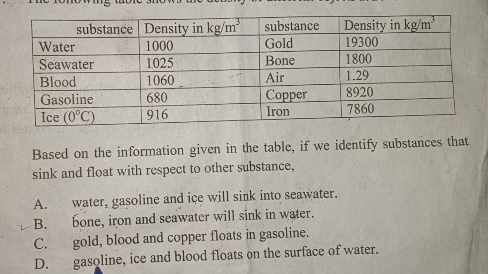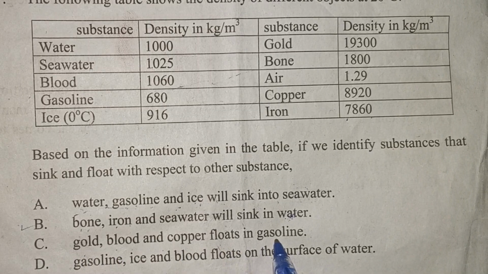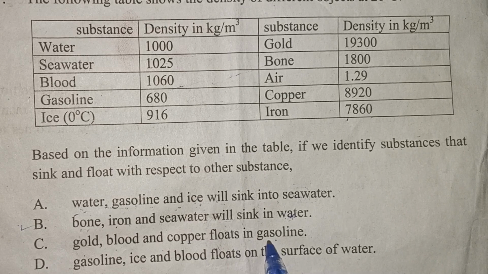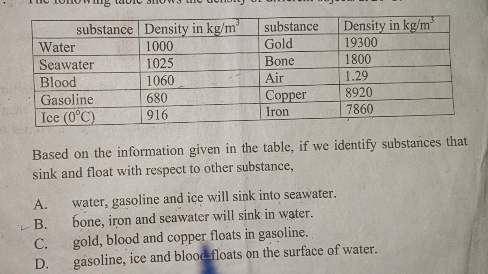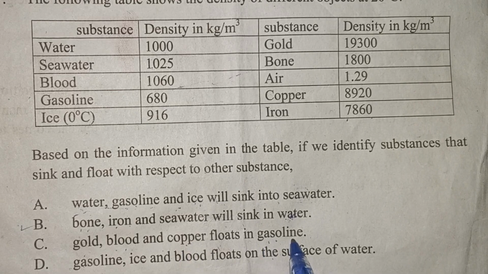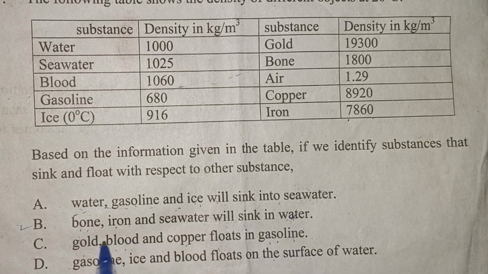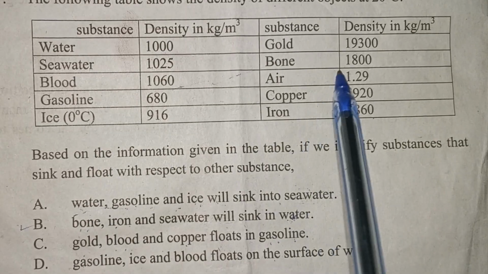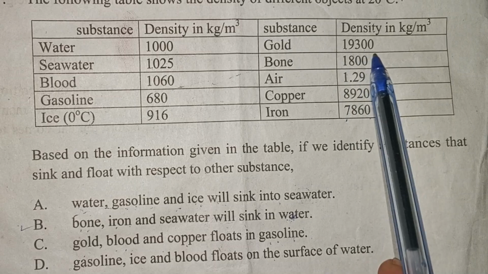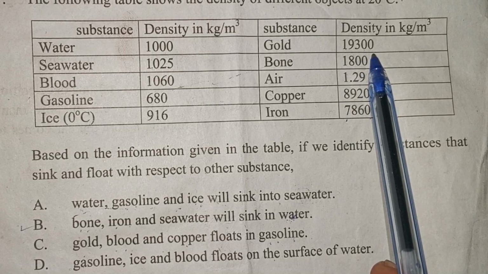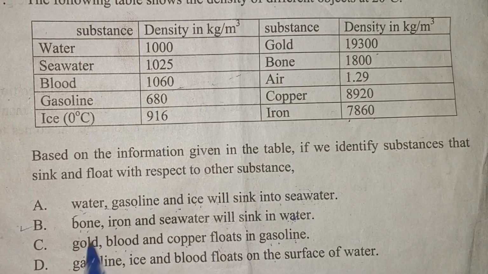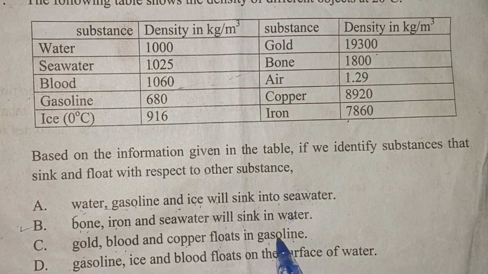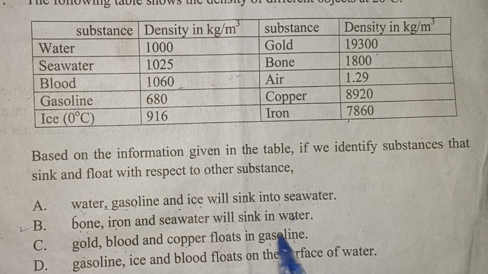When we come to alternative C, gold, lead, and copper float in the gasoline. So to float in the gasoline, the density of the gold, the lead, and the copper must be less than the density of the gasoline. So let's compare. The density of the gold, which is equal to 1930, is greater than that of the gasoline, which is only 680. So the gold will sink in the gasoline. It will not float over the gasoline.